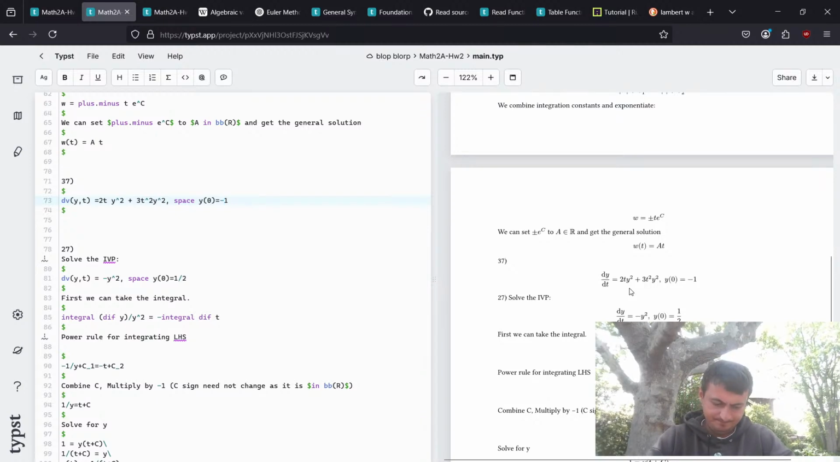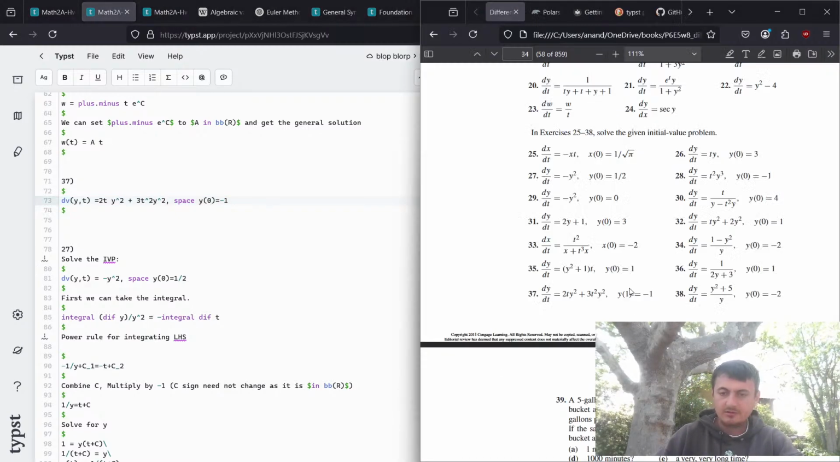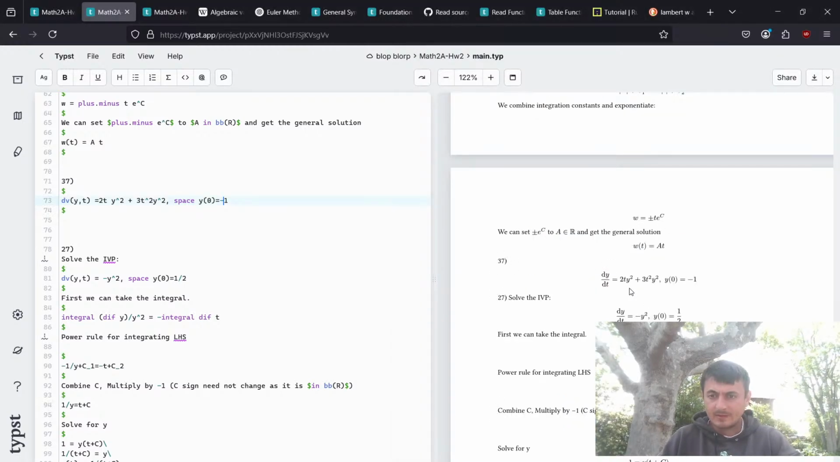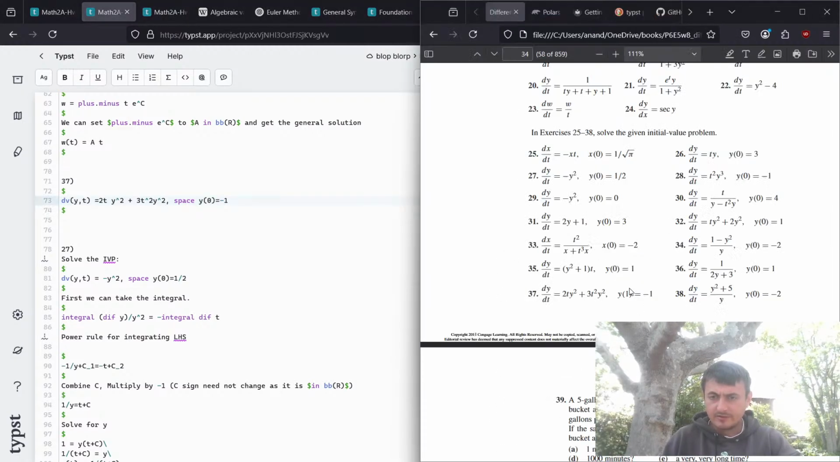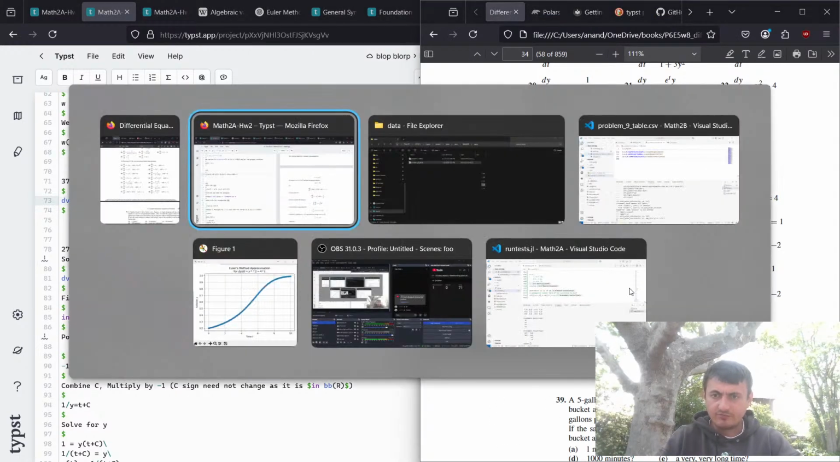2ty squared, so dy/dt is equal to 2ty squared plus 3t squared y squared. And then the initial condition is y of 1.